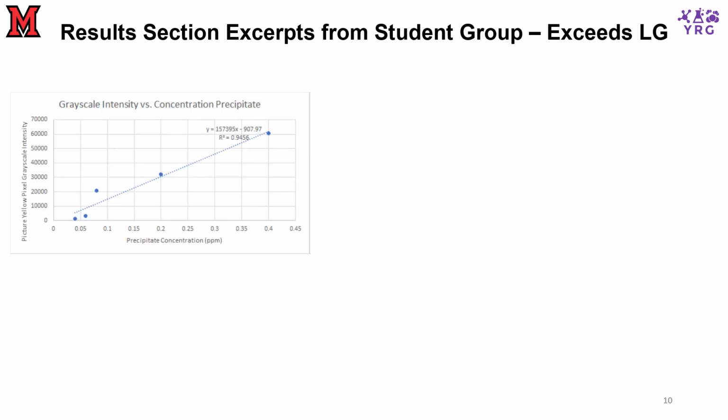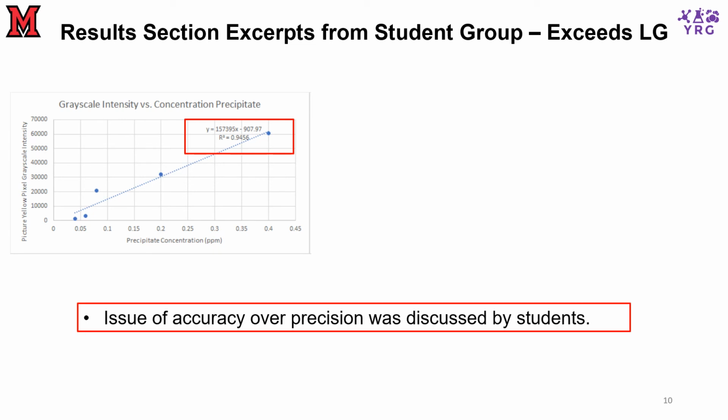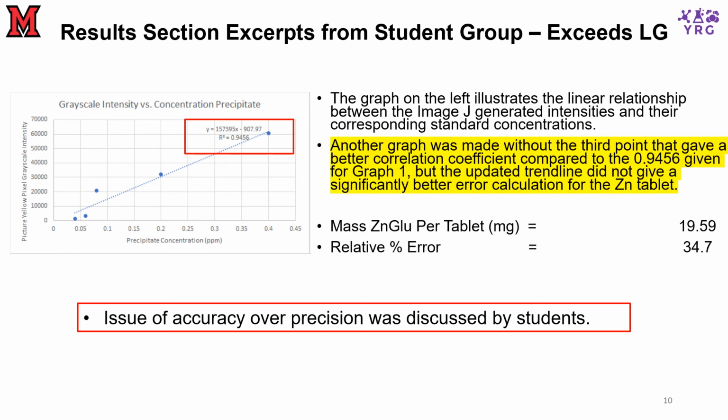The students have their calibration curve plotted, and they are showing their R-squared value and the equation of the line that was used to calculate the ionic zinc content of the sample. The students, however, discuss the accuracy and precision of the data sets that they have at hand. I will give you a few seconds to read the conclusion of this discussion. This is highlighted in yellow.